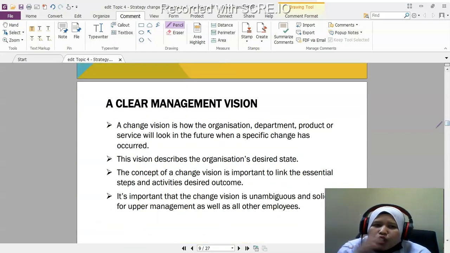So before you make changes in management, you should have a clear management vision. Vision is something in the future that you need to achieve, the goals in the future that you need to achieve. A change vision is how the organization, department, product or service will look in the future when a specific change has occurred. This vision describes the organization's desired state.